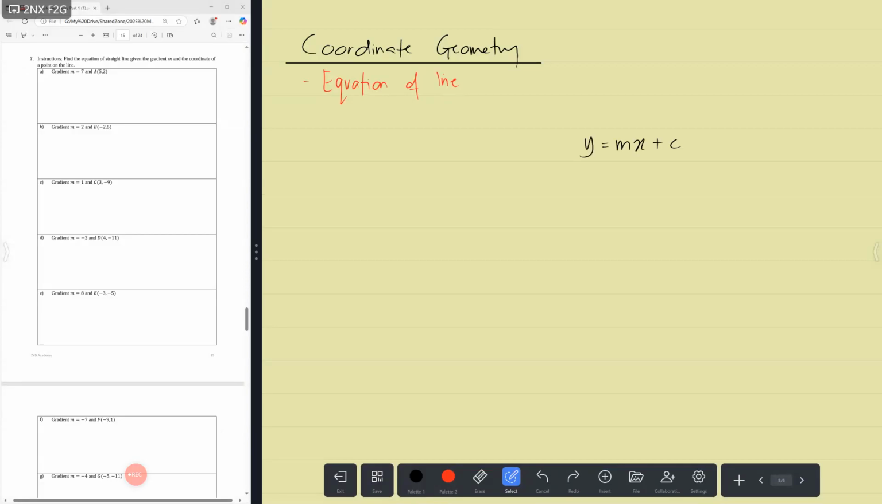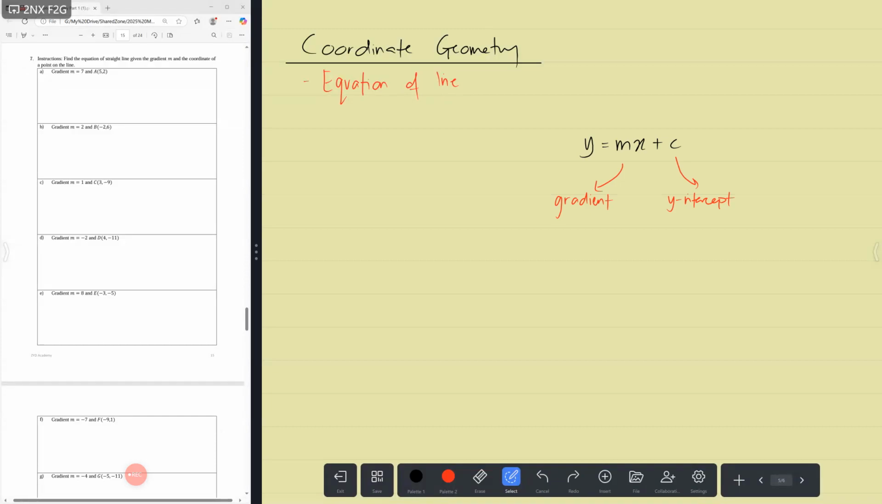The two components, y and x, will always be there, but the components m and c vary. They will change. But what's the meaning of m and c? We'll understand that m is the gradient, as per previous videos, and c is the y-intercept. Basically, where the line cuts the y-axis.